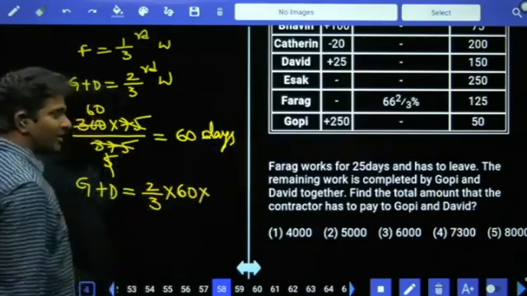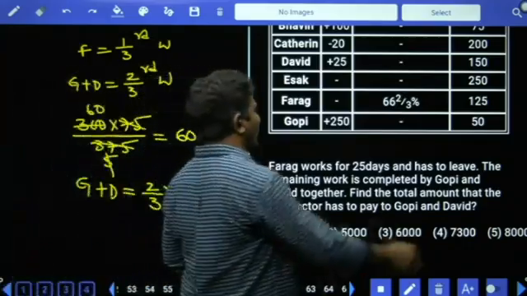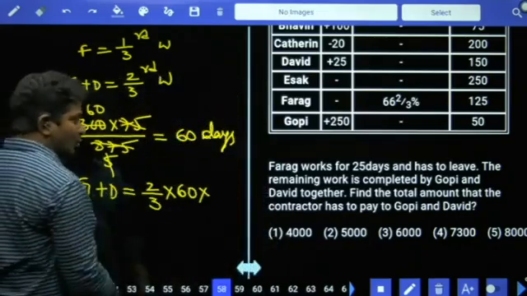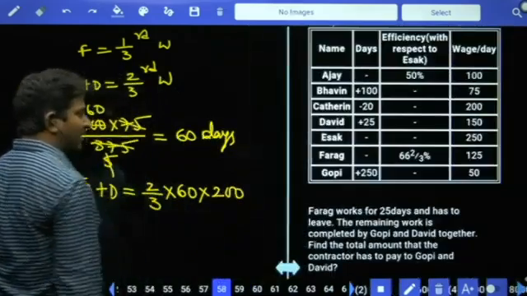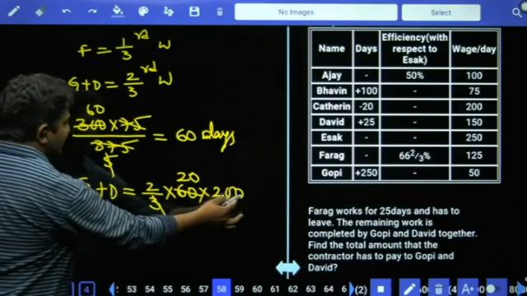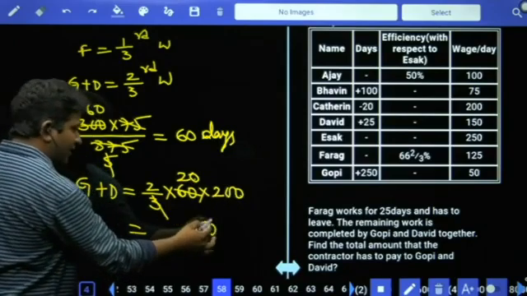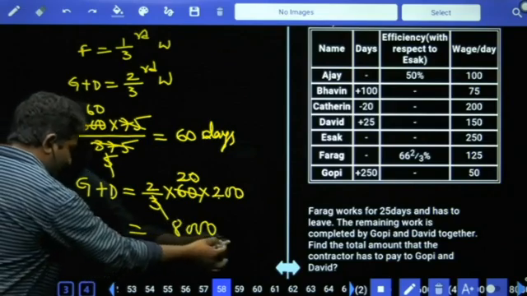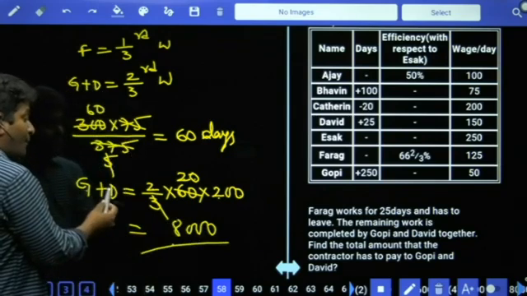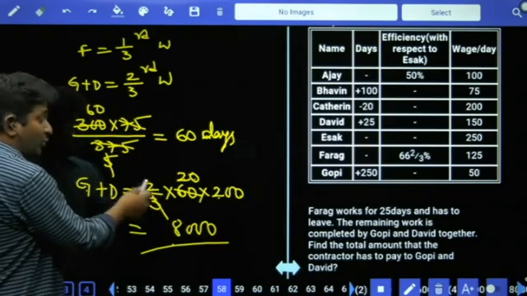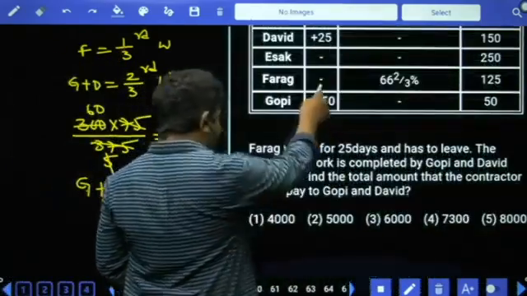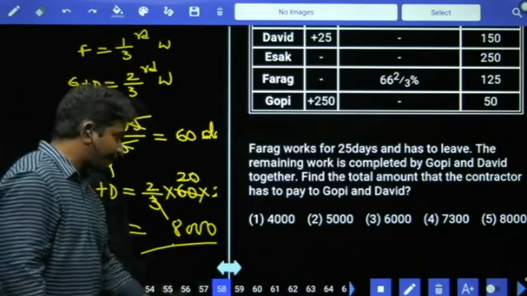But we were asked to calculate the cost here. How much is David getting? 150, and Gopi is getting 50. Together, Gopi and David get 200 rupees. So the total cost is equal to 40 into 200. There are 3 zeros here. 2 into 2 into 2 is equal to 8. So the contractor must pay 8000 rupees to Gopi and David to complete the remaining 2/3 work, because Farag already completed 1/3 work. So 8000 is our final answer, which is the fifth option.